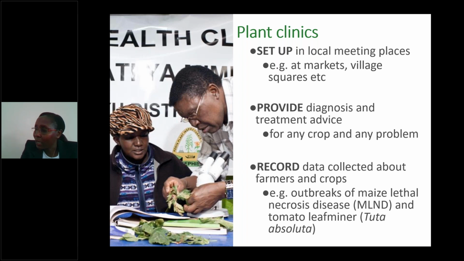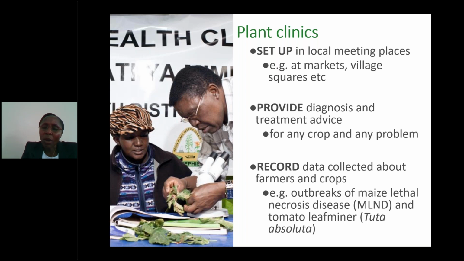So essentially, a plant clinic is established in a similar approach to what we see in human health clinics, where if you're not feeling well, you go to a doctor, the doctor examines you, diagnoses the problem that you have, and gives you a recommendation in terms of what to do to manage it. The only difference in this case is that unlike human clinics where you see humans, here you just see plants, with farmers bringing plants to the clinics.